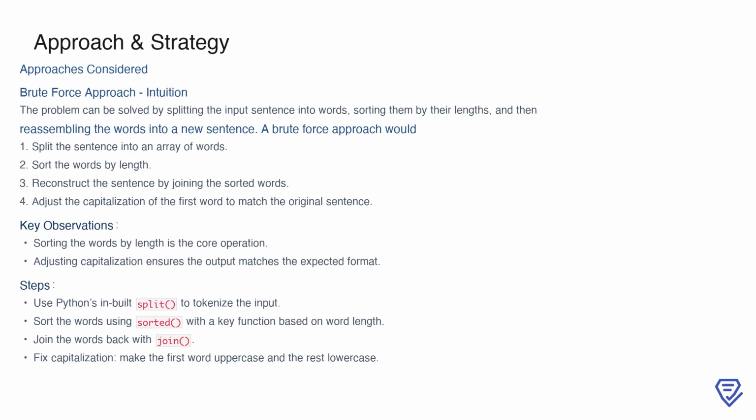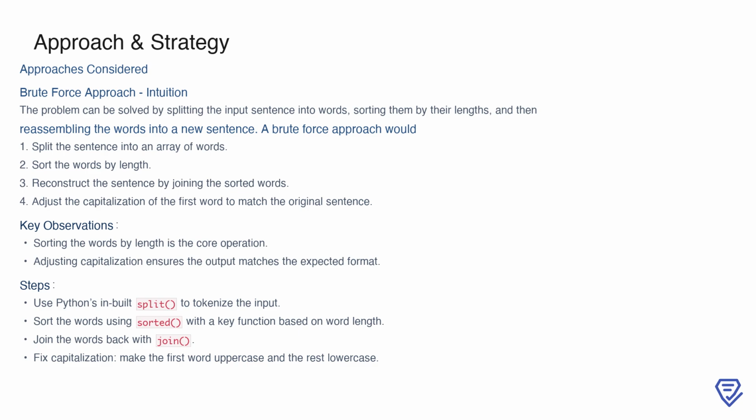To approach this problem, we can start with a straightforward brute force method. The intuition here is to split the input sentence into individual words, sort them based on their lengths, and then reassemble those words into a new sentence. Specifically, we can break this down into 4 steps. First, we tokenize the sentence into an array of words using Python's split function. Then, we sort these words by their length using the sorted function with a custom key. Once sorted, we reconstruct the sentence by joining the words with spaces using the join function. Finally, we adjust the capitalization so that the first word is uppercase and the rest of the sentence is lowercase, ensuring the output matches the expected format.